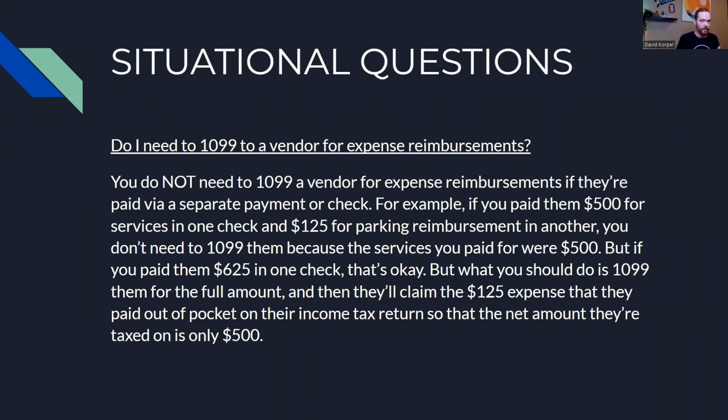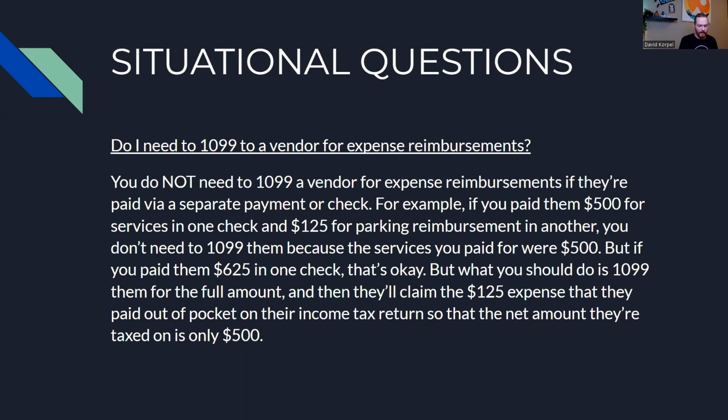But if you cut them a check for $625 in one check for both of those expenses, that's okay, but we're going to issue a 1099 for that full amount of $625. And then what that vendor will do is they'll claim the $125 expense on their business tax return, so that the actual amount that they receive, the net that they're taxed on, is only the $500. But if the reimbursement is put in the same check as that service payment, we're always going to include it.